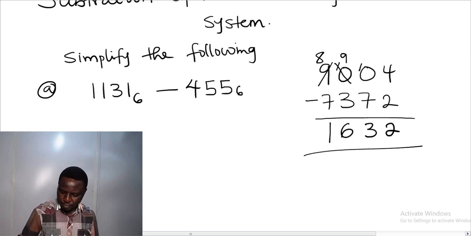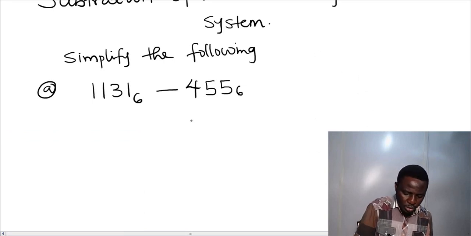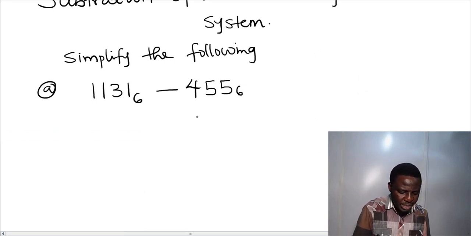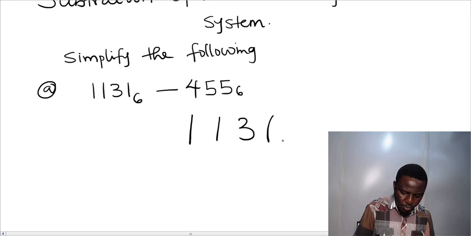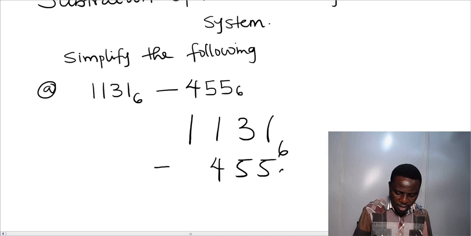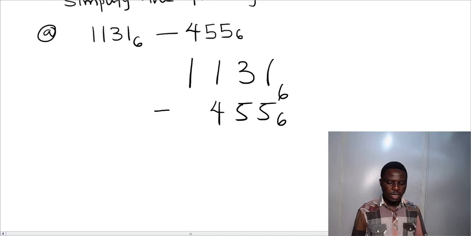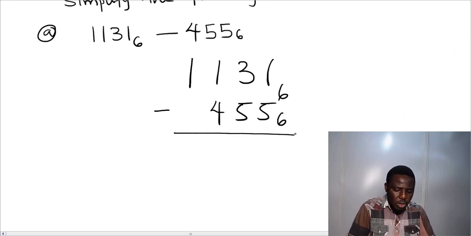Now, let's go back to base 6 and do the same thing. I'm going to erase this. Now back to the subtraction in base 6. We are to subtract 455 base 6 from 1131 base 6. That is 1131 base 6 minus 455 base 6. Now, we start from the right hand side. That is 1 minus 5. 1 minus 5 cannot, because 5 is greater than 1.